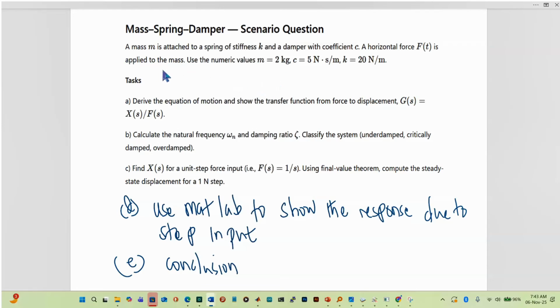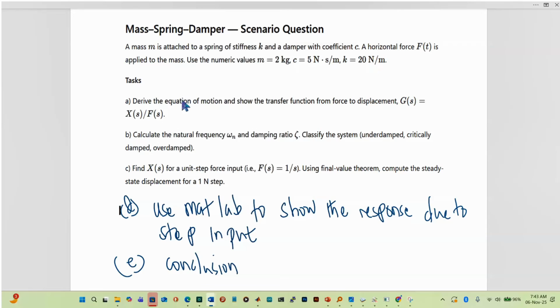So the question says a mass is attached to a spring of stiffness K and a damper with coefficient C. A horizontal force F of t is applied to the mass. Use the numerical values: mass is 2 kilograms, C is 5 Newton second per meter, and the spring stiffness K is equal to 20 Newton per meter.